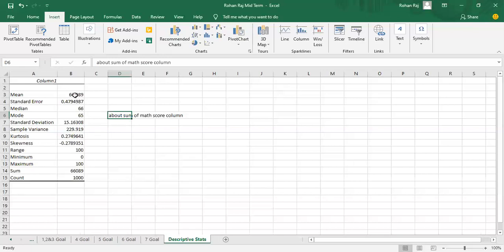And you can see the mean would be 66 and the median would be 66 and the mode would be 65, which is very low, and the standard deviation 15.16308, and the skewness will be minus 0.278, and the range would be 100, the minimum is 0 and the maximum is 100. So you can see that there are students who got the minimum of 0 also, and you can see the sum 6089.